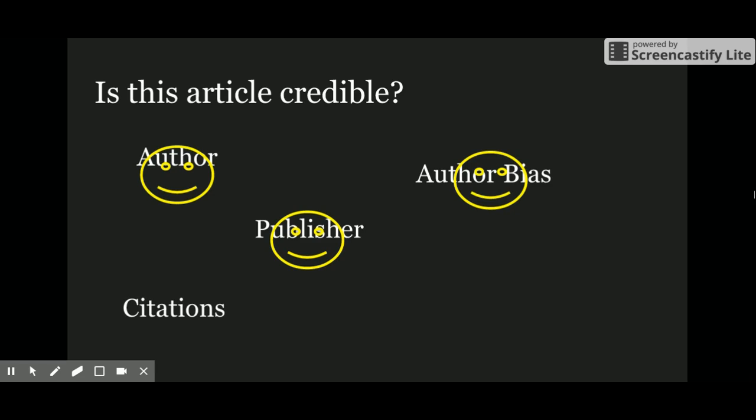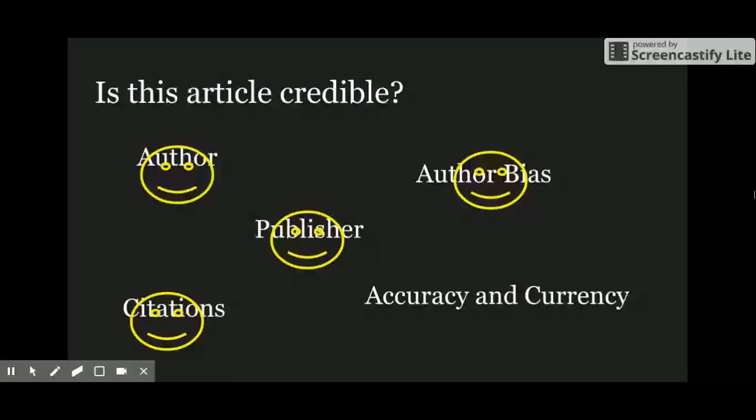Citations? There were plenty of citations to support the article. Credible. Now, accuracy and currency? This is the only place we may have had an issue. This article was a little outdated, but overall, this source would be a credible source to use for general information, but for statistics and facts that change over time, you should be looking for the most recent information.